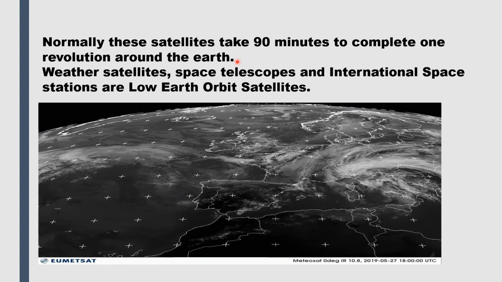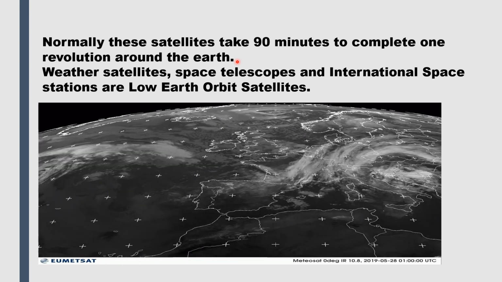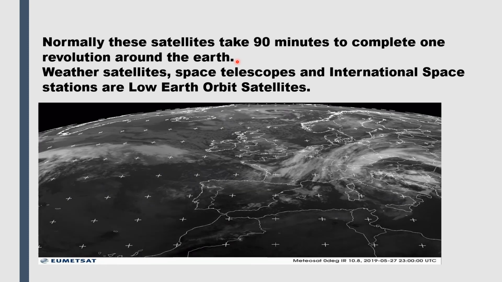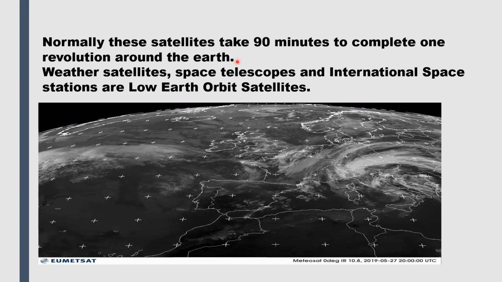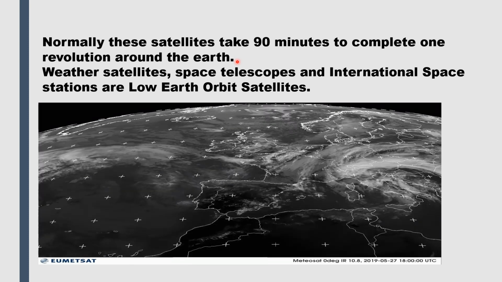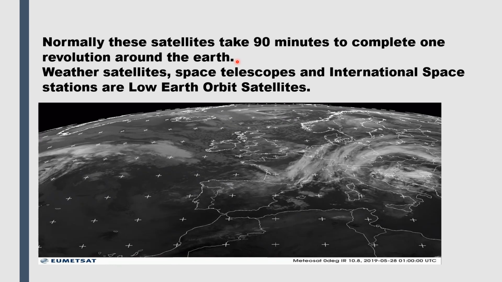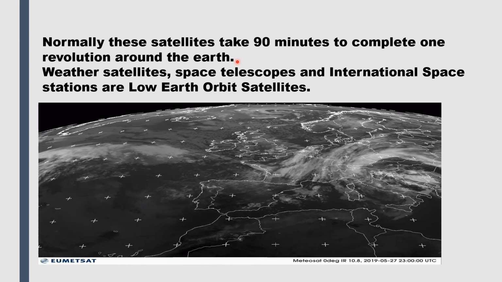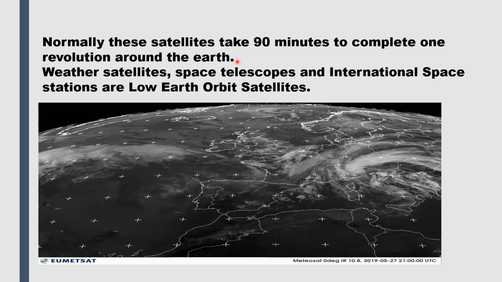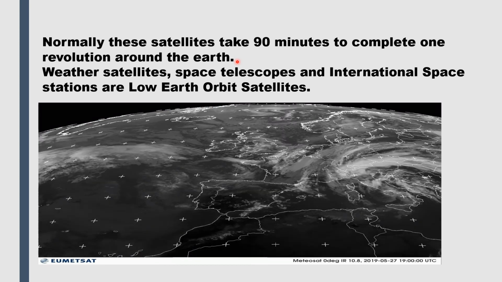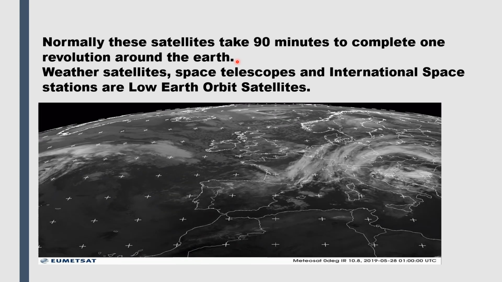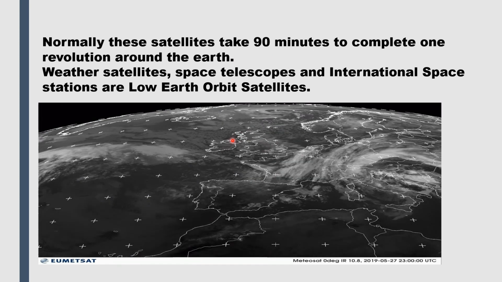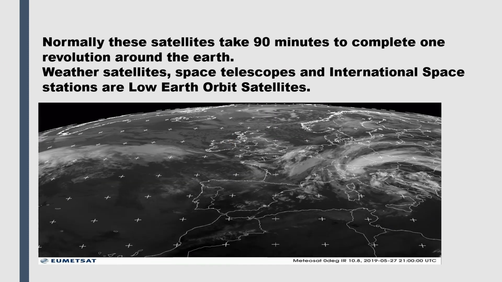Many of the satellites in the low Earth orbit are Earth monitoring satellites. So these satellites are used to see the surface of the Earth more clearly. Some examples of the low Earth orbit satellites are the International Space Station, the weather satellites, and the space telescopes.